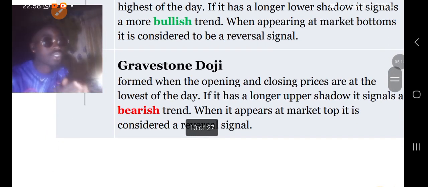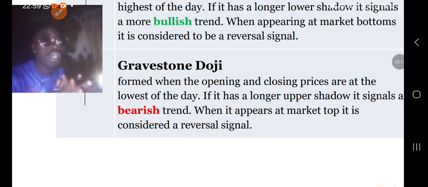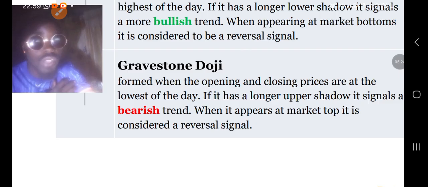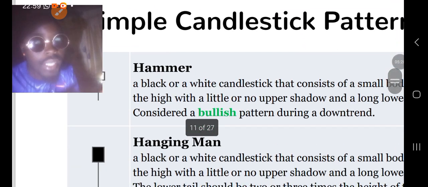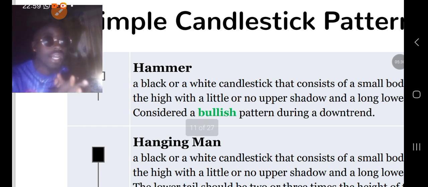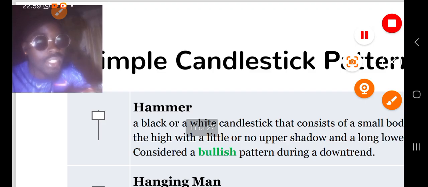Let's go. We have the gravestone doji. It is the opposite of the dragonfly doji, right? It signals a bearish trend. Then, among simple candlestick patterns, we have the hammer, a black or white candle that consists of a small body with a little upper shadow, considered a bearish pattern.